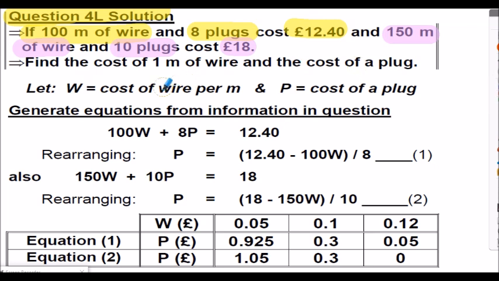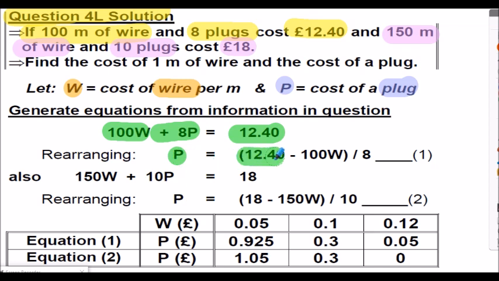So in this question, I've let W equal to the cost of the wire, and P is equal to the cost of a plug. To generate our equations from the question, to generating the first equation, 100 meters of wire plus 8 plugs is equal to £12.40, and we can rearrange that for P. P is equal to 12.4 minus 100W all divided by 8. I call that equation 1.